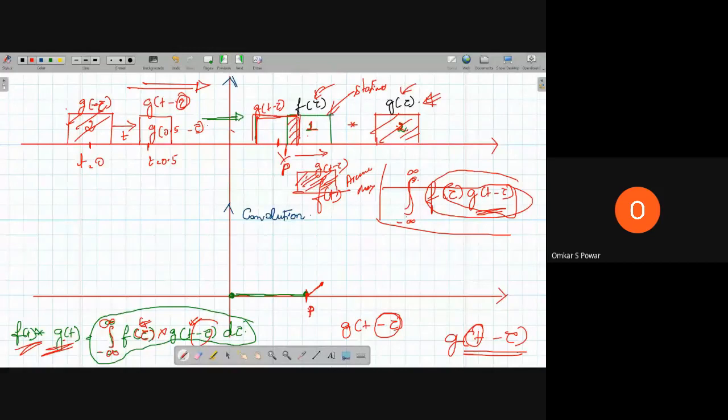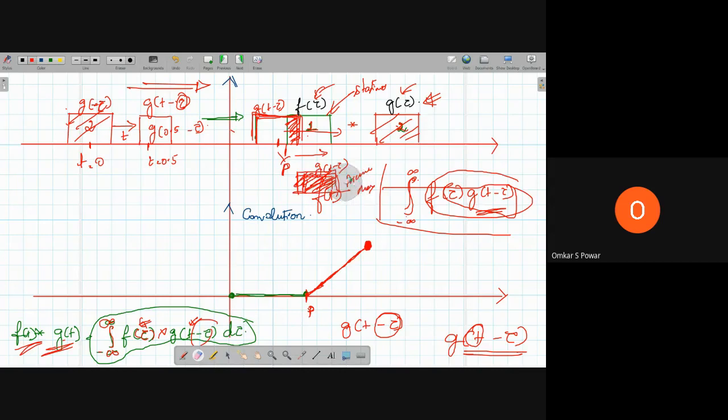So the back thing f of tau is just like the grills of your window and this g of t minus tau is the window in your house. So you're pushing this window slowly side by side. So what is the area here? It is less at the start, and then if you start pushing this to the right side, it will exactly overlap and the area will be maximum. So our convolution will be maximum here, okay. The area goes on increasing and your convolution product will be maximum at this point where there is perfect overlap.